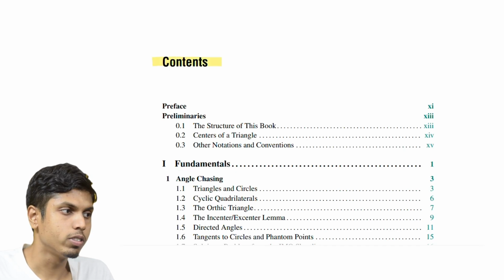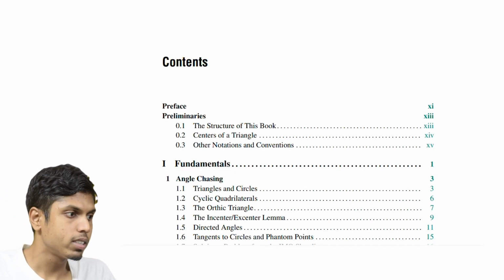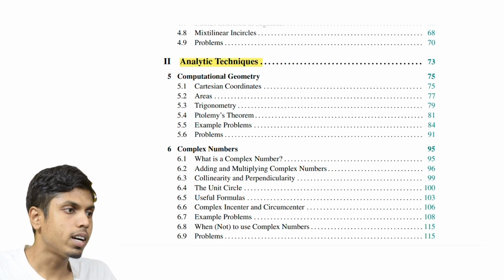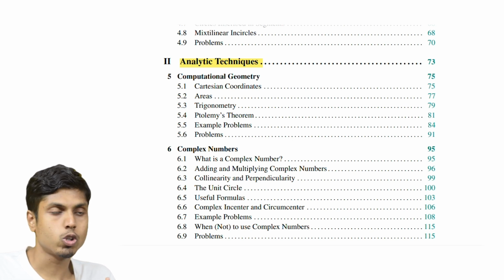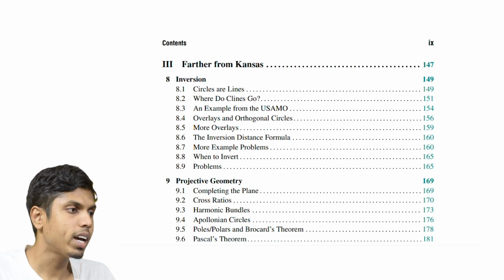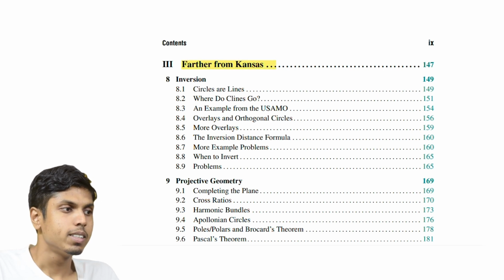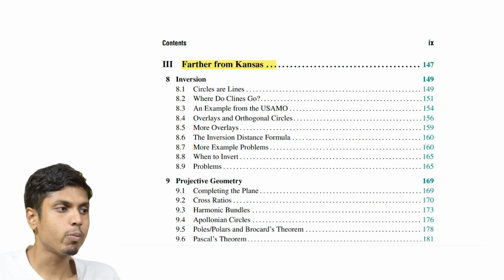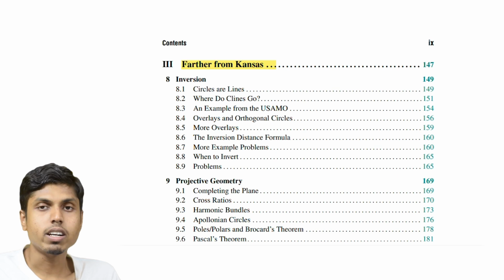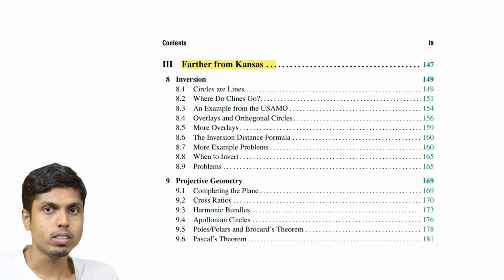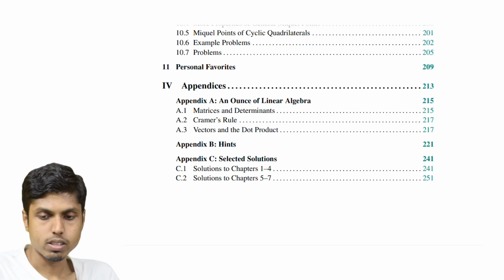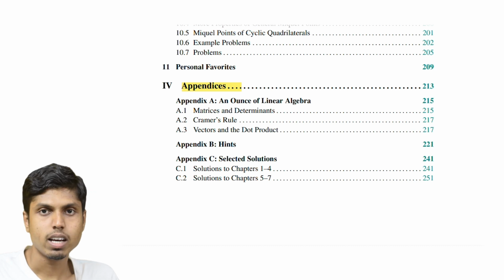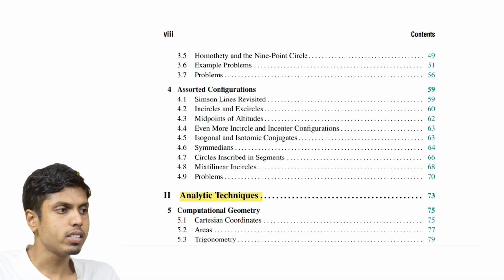So here are the contents of this book. It majorly has 4 sections, starting with fundamentals of Euclidean geometry, and the second section is the analytical techniques involving methods to bash a problem, and the third section is named farther from consensus. So this might be a little deceiving topic, but it just means that they are providing some advanced techniques and transformations of the plane in order to tackle some problems easily. There is a small 4th section of this book called appendices that involves hints and solutions to selected problems. Let's come to the first section.